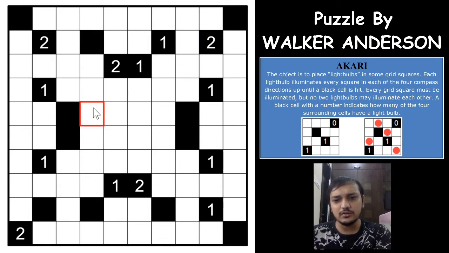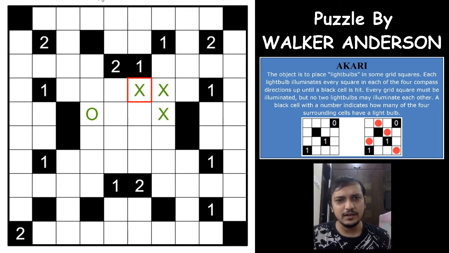And so we'll just delete all the markings. So I'll notate the light bulb with O, and I'll notate the places where there cannot be a light bulb with X, right? And I'll notate the cells illuminated by the light bulb with blue, right? So these are the notations that I'll be using.